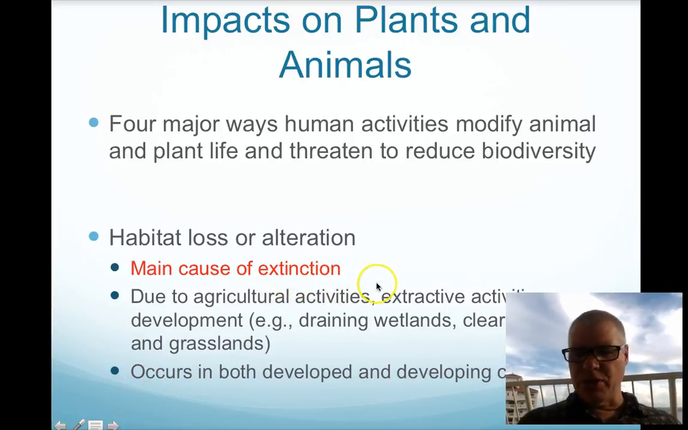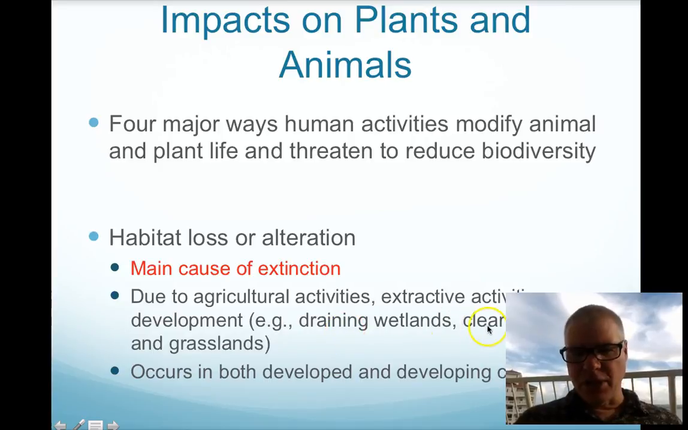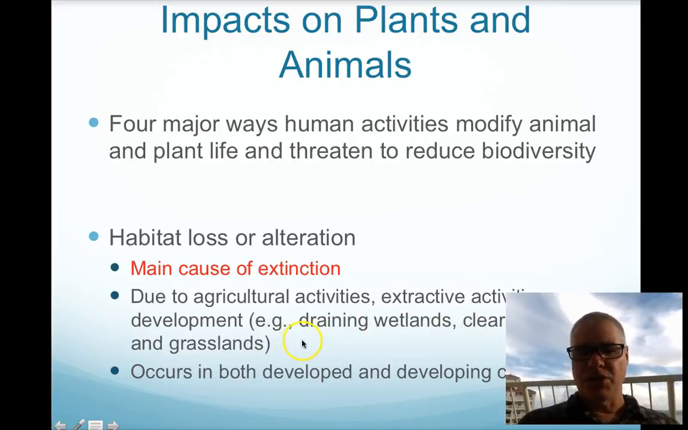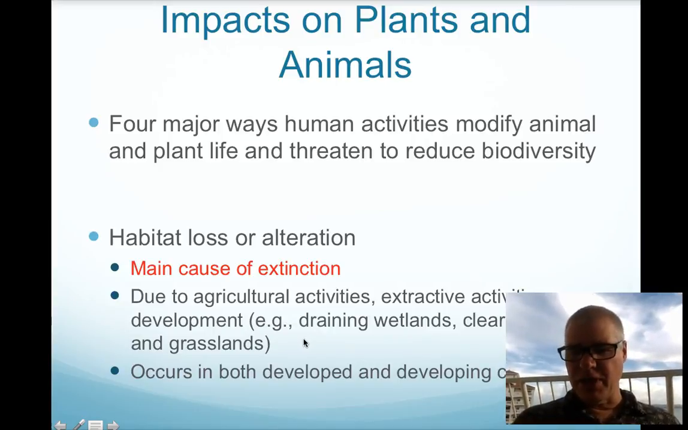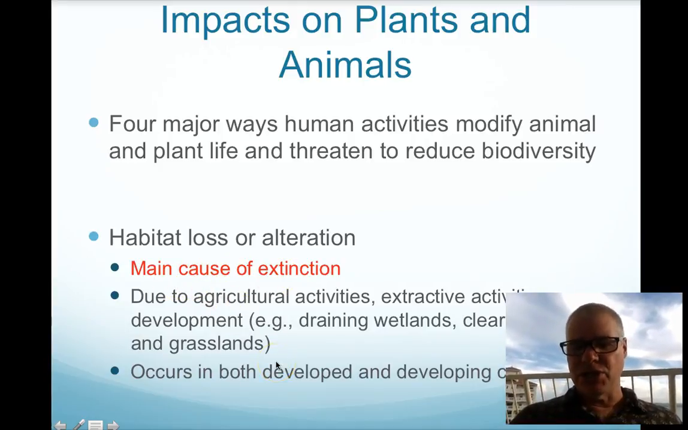So when humans go in and they build cities, when they do agricultural activities like take out vegetation and plant fields or do ranching, when they do mining, extractive activities and development, draining wetlands, clearing forests and grasslands, this devastates habitats that some of these species rely on. And this occurs in both developed countries and in developing countries, and this again is in red here because it is the main cause of extinction today.